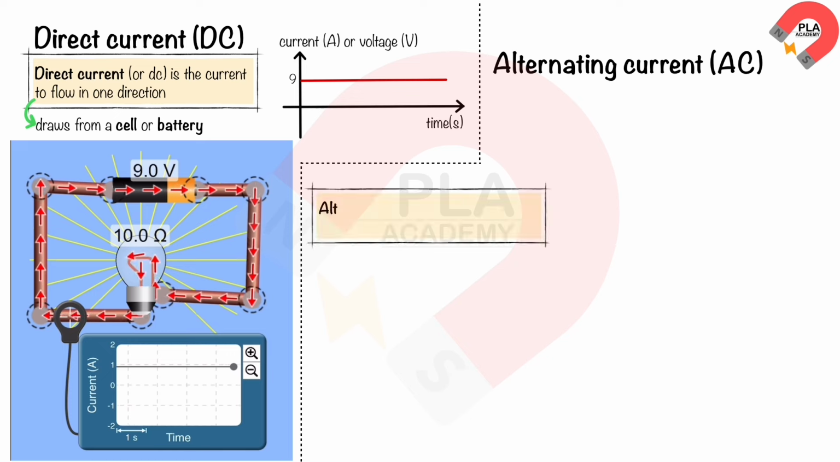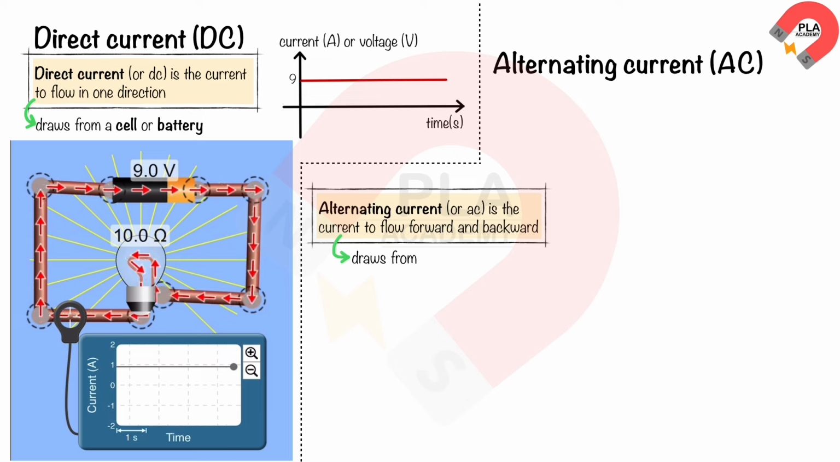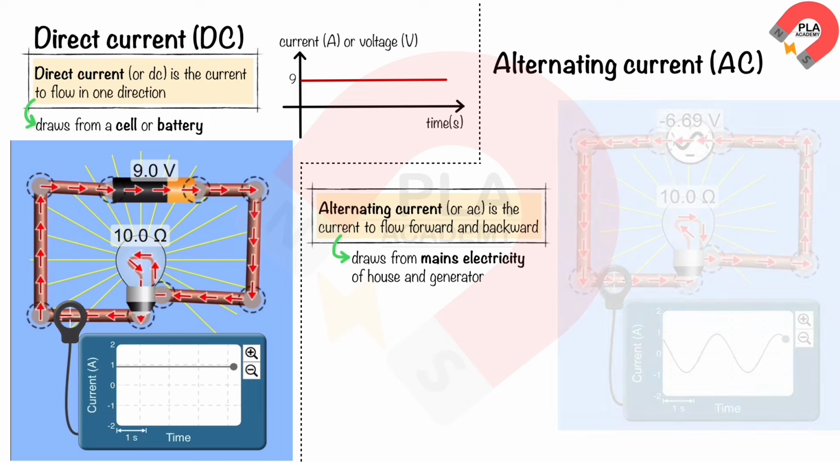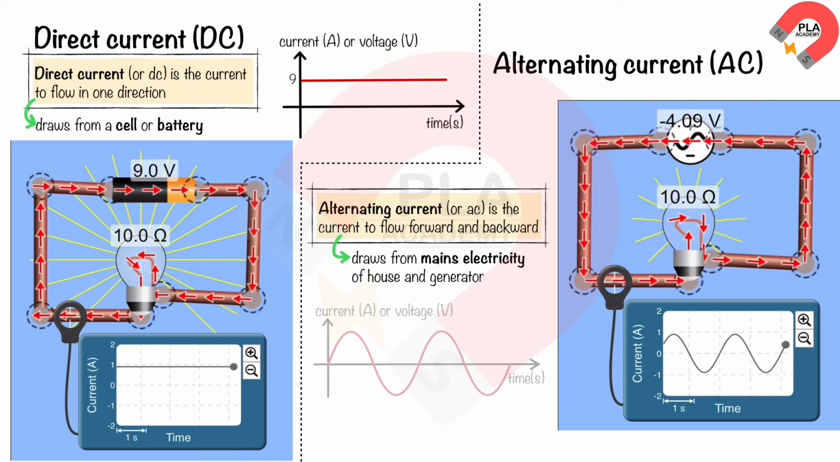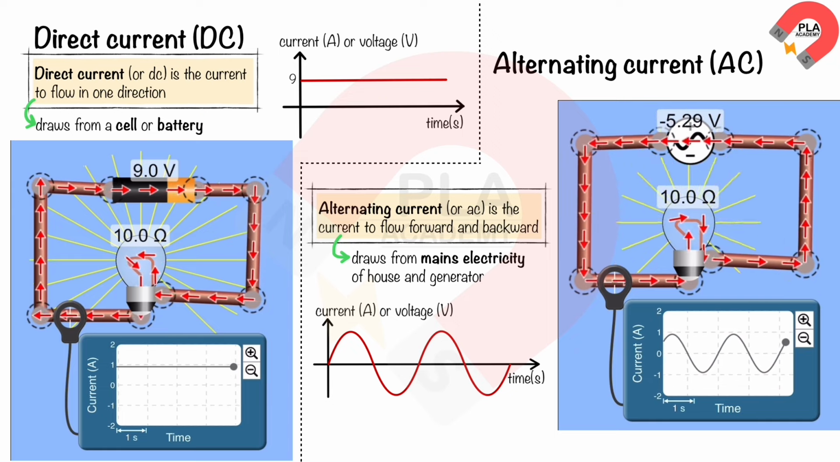Alternating current, or AC. Alternating current is current that flows forward and backward. This current is drawn from the mains electricity of a house and from a generator. Its value increases and then decreases and then does the same again, but in the opposite direction. If we could draw these changes as a graph, they would look like a wave.